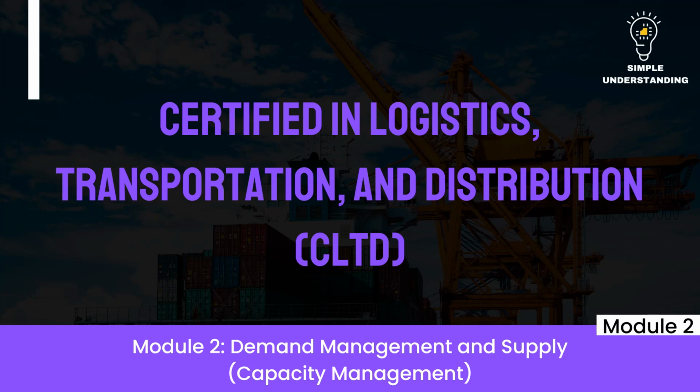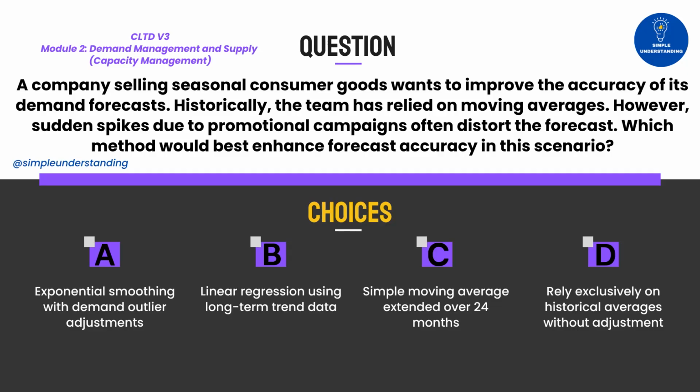Module 2, Demand Management and Supply Capacity Management, in the style of the APICS CLTD exam. Question 1. A company selling seasonal consumer goods wants to improve the accuracy of its demand forecasts. Historically, the team has relied on moving averages. However, sudden spikes due to promotional campaigns often distort the forecast. Which method would best enhance forecast accuracy in this scenario?